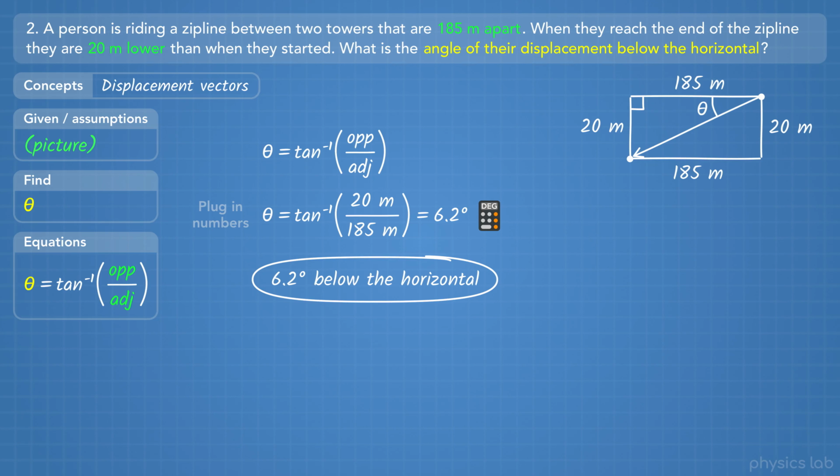And that's it. For problems like this, where we're given some distances or lengths, we just have to draw what the physical scenario might look like and use geometry to find what we're looking for. If you want, you could include the x and y axes and say that the x component of the displacement is 185 meters and the y component is 20 meters, but it's not always necessary. In this case, we're just dealing with positive distances and angles, so using geometry is enough to answer this question.